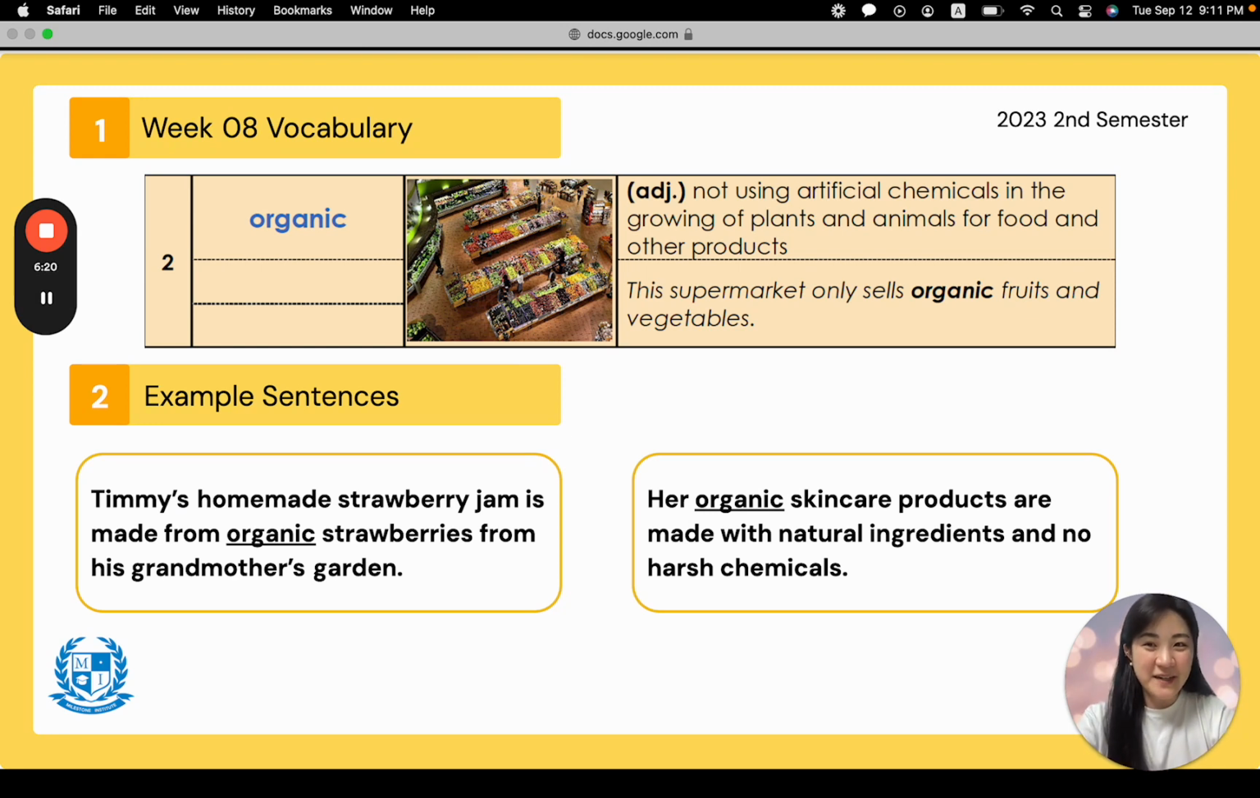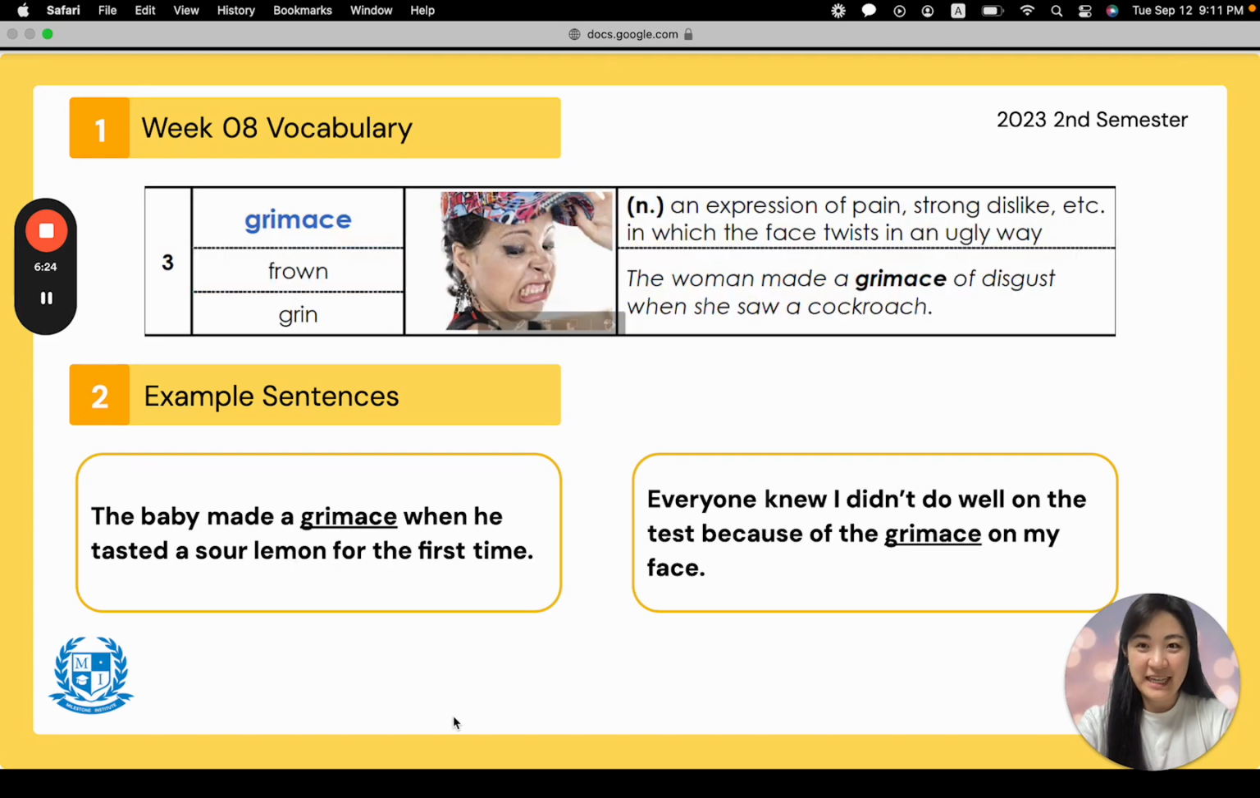Everyone say organic. Organic. Next one, number 3. Everyone say grimace. Grimace. Look at this picture. She looks so silly. Finally, we have some synonyms and antonyms. The synonym is frown, and the antonym is grin.